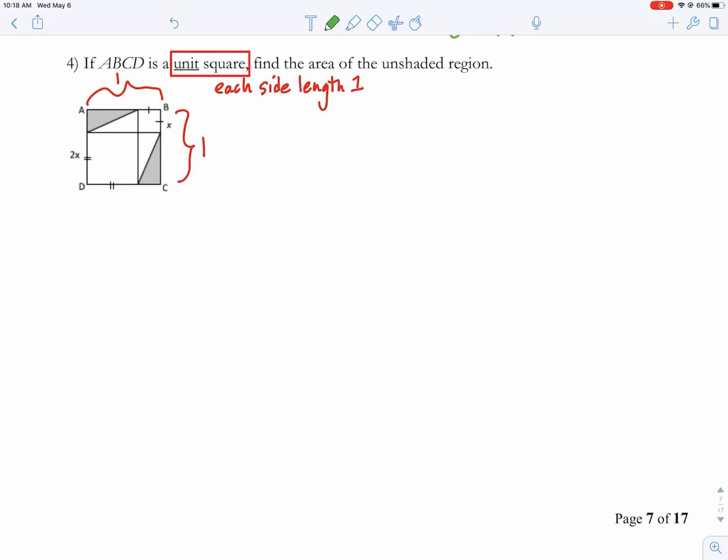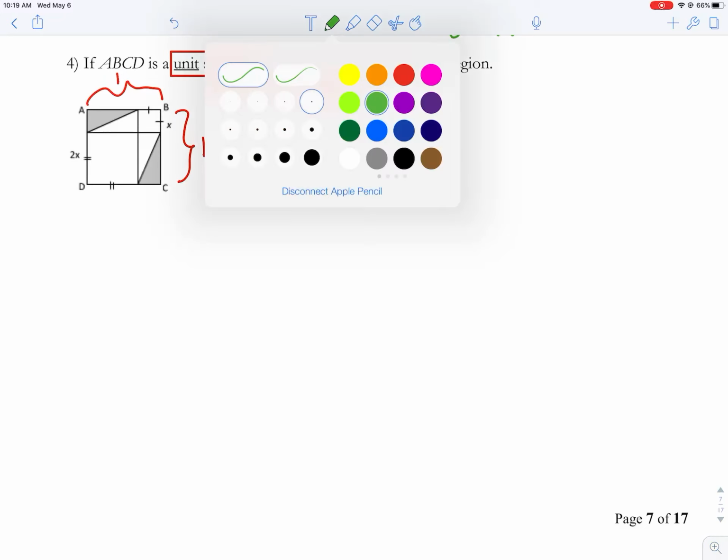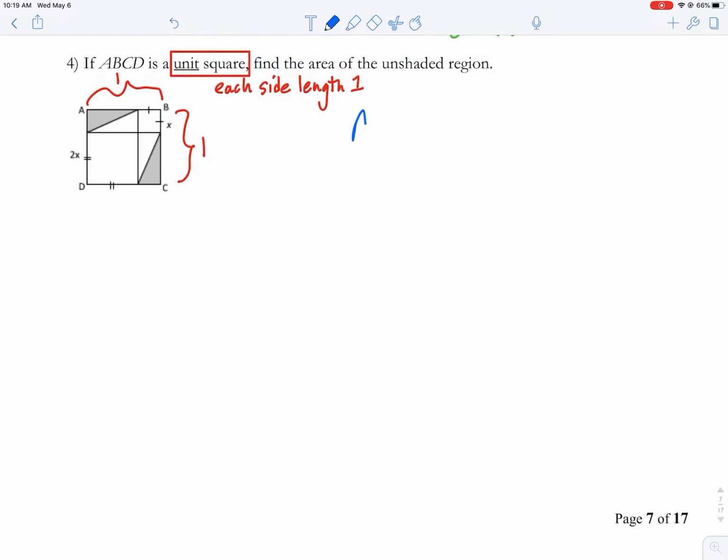Question 4. If ABCD is a unit square, so unit square means each side has a length of 1, find the area of the unshaded region. So to find the area of the unshaded region, area unshaded is going to be equal to our big square, and then we're going to subtract 2 times that triangle shape, because we have 2 of those triangles in there. So obviously we're going to have to figure out the area of each of those triangles.